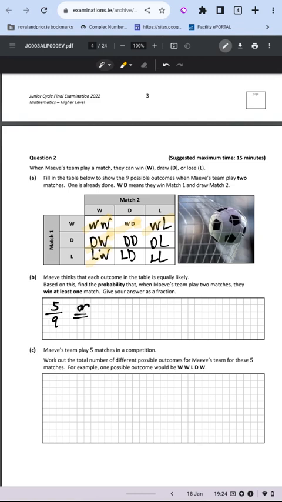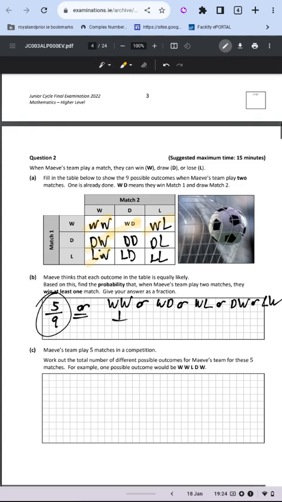If you like, you could work that out using a long-winded way. So you could be saying there, what's the probability of, got all your probabilities. It's a win and a win, or a win and a draw, or win and a loss, or a draw and a win, or a loss and a win. And you just add up all those probabilities, and you get 5/9.